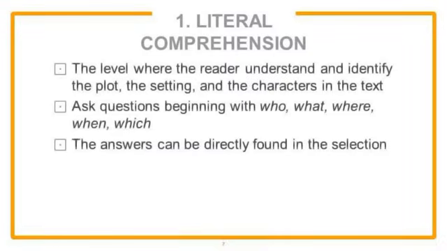Number 1, literal comprehension. This is the level where the reader understands and identifies the plot, the setting, and the characters in a text. This is where the reader asks questions beginning with who, what, where, when, or which, and the answers can be directly found in the selection.